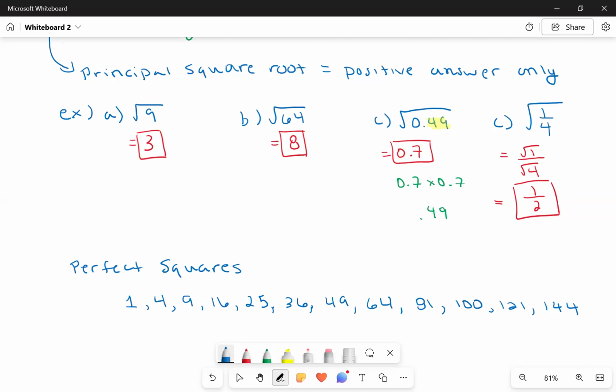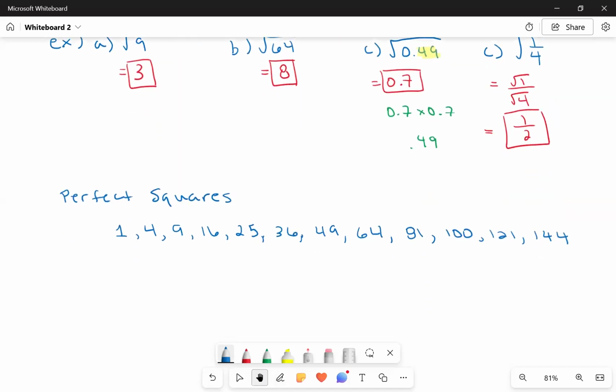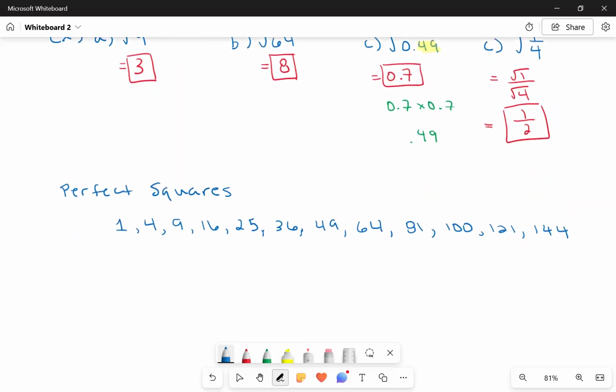Now, a couple of comments we're going to look at here. They have what they call in the book the square root squaring property.